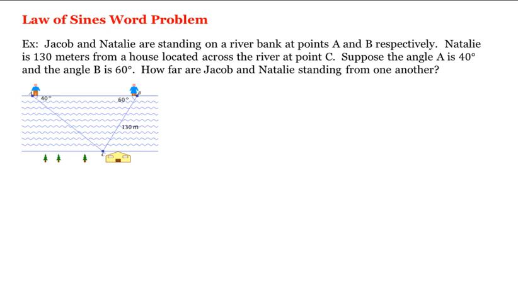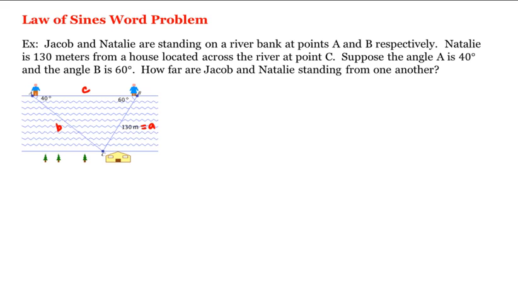So this situation is shown here in this figure. And remember, we label the sides opposite the angles with the same letter, but just lowercase. And since we're looking for how far apart Jacob and Natalie are standing from one another, that means we're looking for little c, which is across from capital C. And this over here is little b, and this is little a.